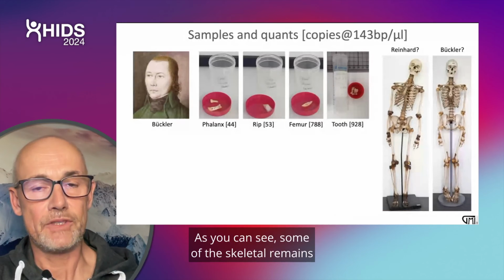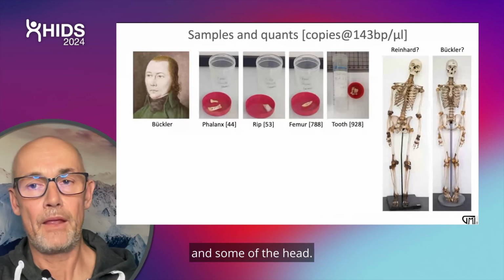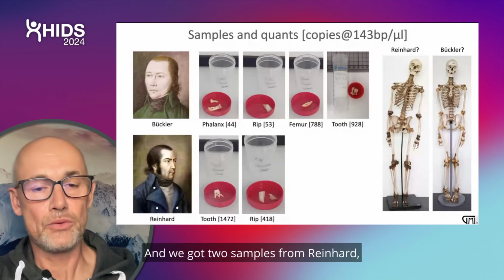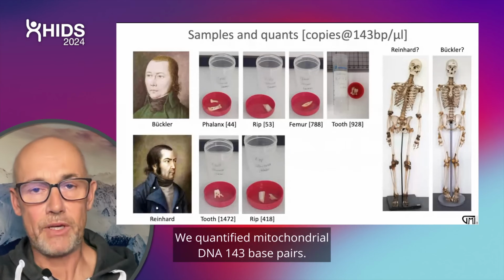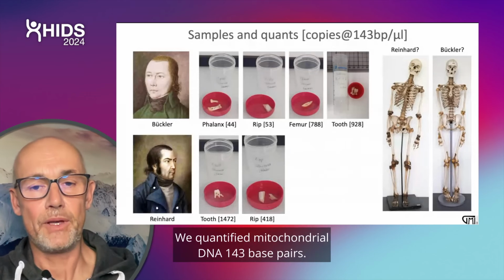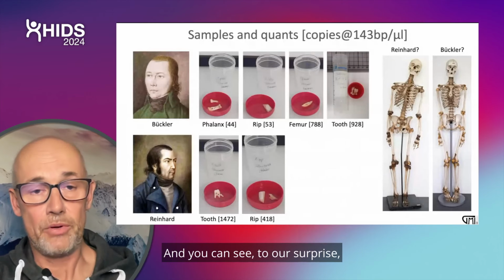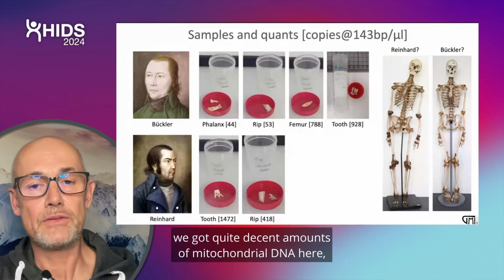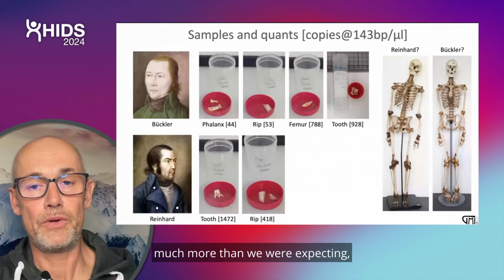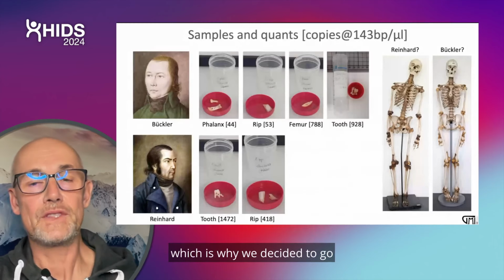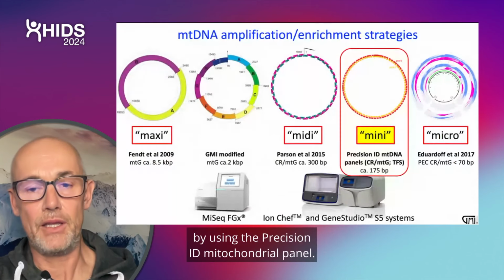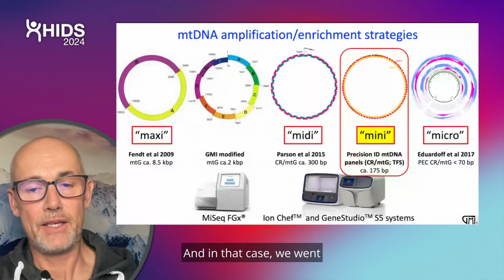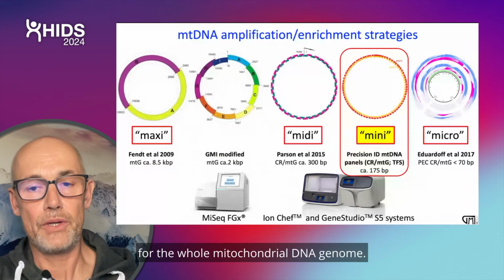As you can see, some of the skeletal remains and some of the head. And we got 2 samples from Reinhardt, the tooth and the rib sample. We quantified mitochondrial DNA, 143 base pairs, and you can see, to our surprise, we got quite decent amounts of mitochondrial DNA here, much more than we were expecting, which is why we decided to go for an amplicon-based amplification and sequencing strategy by using the Precision ID mitochondrial panel. And in that case, we went for the whole mitochondrial DNA genome.